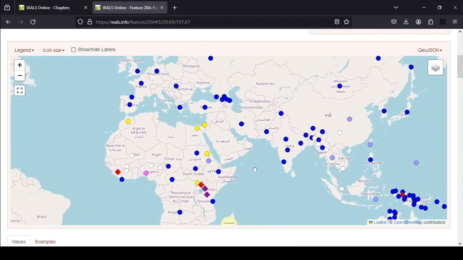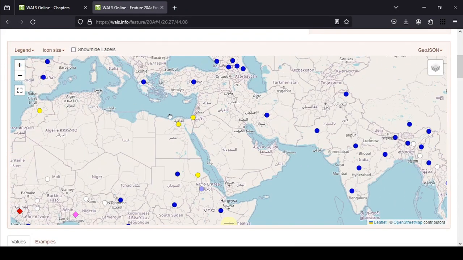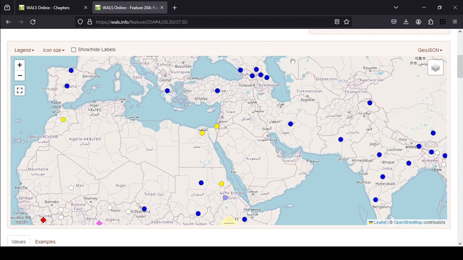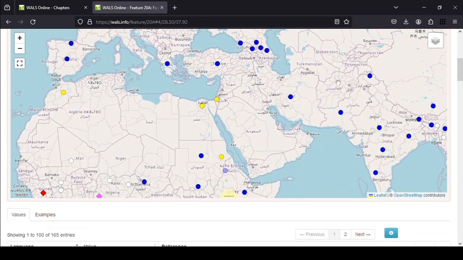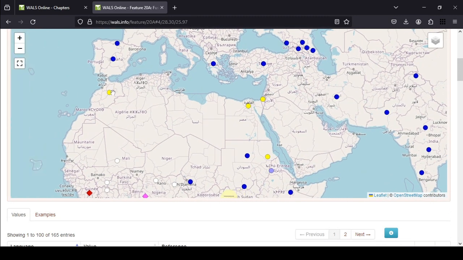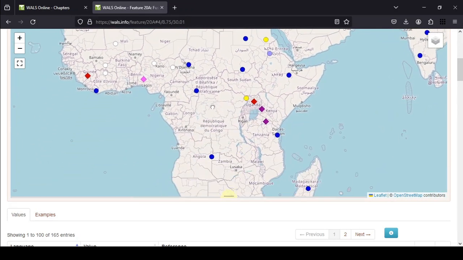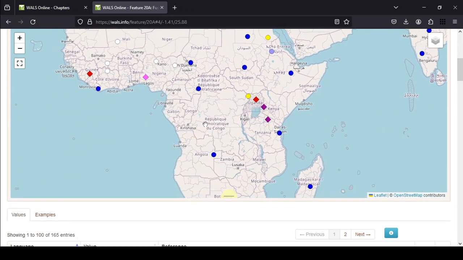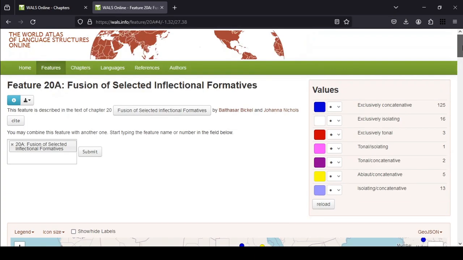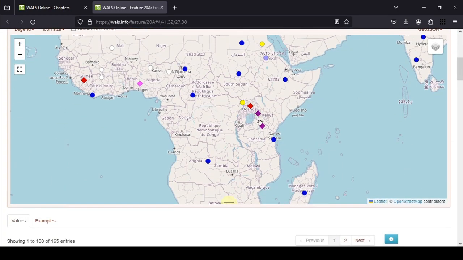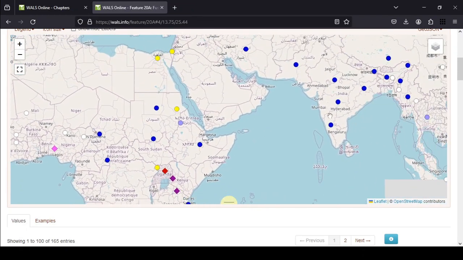Yeah. Africa, or I guess this is the Middle East, we can see some ablaut concatenative. So like that example that they had with Hebrew, like consonant stems and then you change the vowels. Got some funky stuff going on here. What is that purple? That is tonal. So Kenya, Tanzania, we've got some tonal fun.